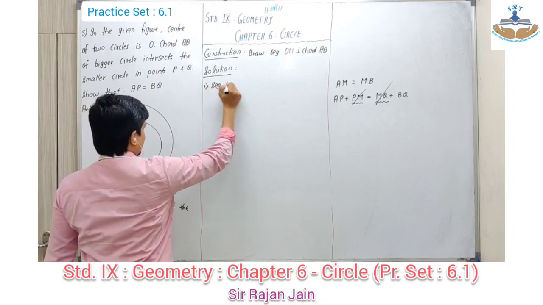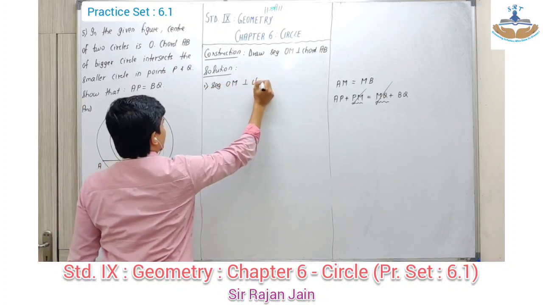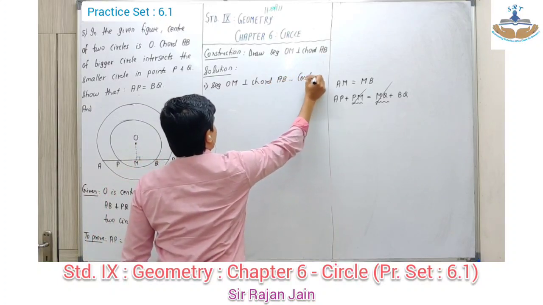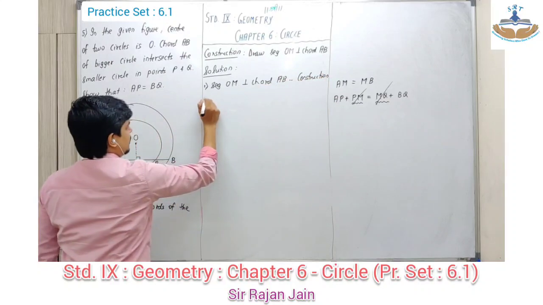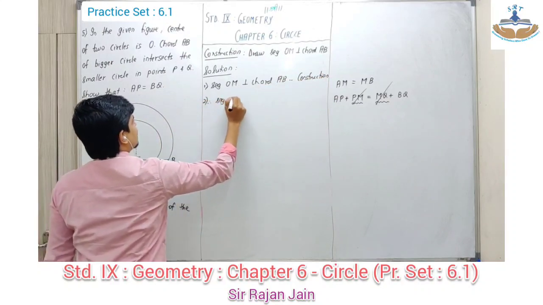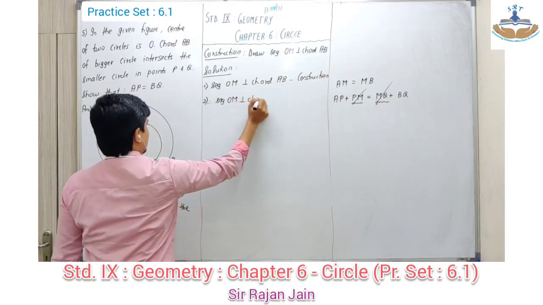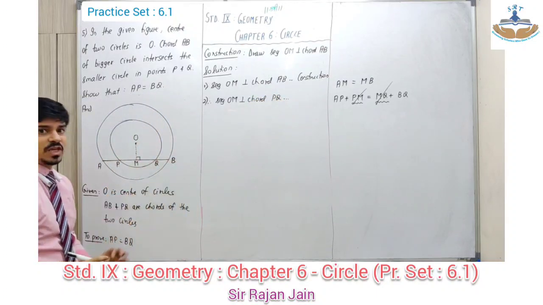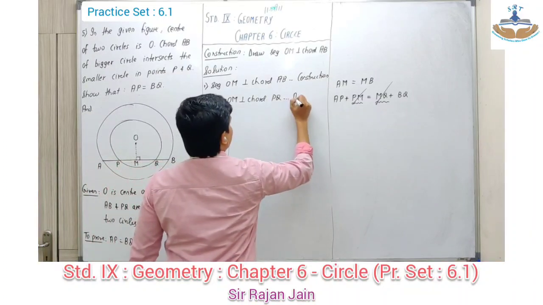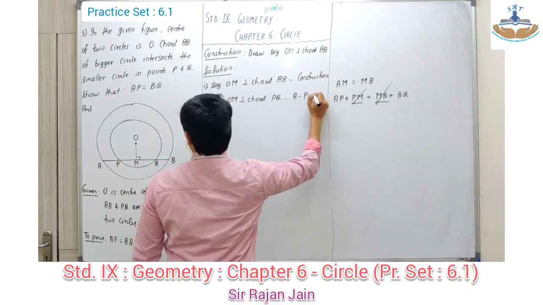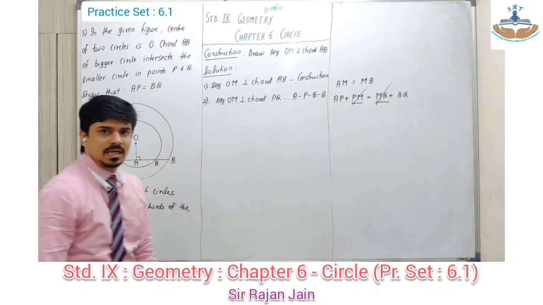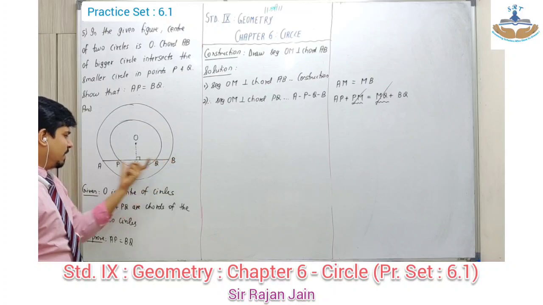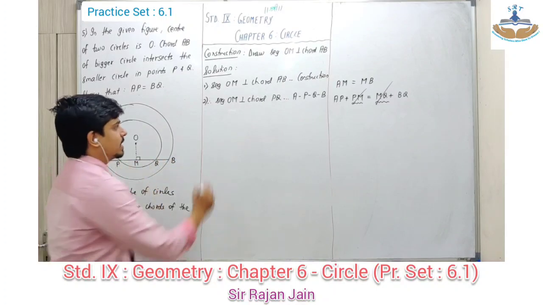I'll say sec OM is perpendicular to chord AB. This is what I have written in construction part. Okay. Therefore, directly claim that sec OM is perpendicular also to chord PQ. Why? Because PQ is a part of AB. ये लिखेंगे कैसे? By writing betweenness. A dash P dash Q dash B. Is that clear? Okay. A, P, Q, B are on the same line. That's why AB को perpendicular है तो PQ को भी perpendicular होगा.